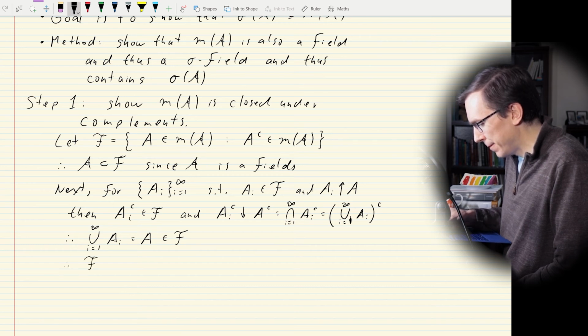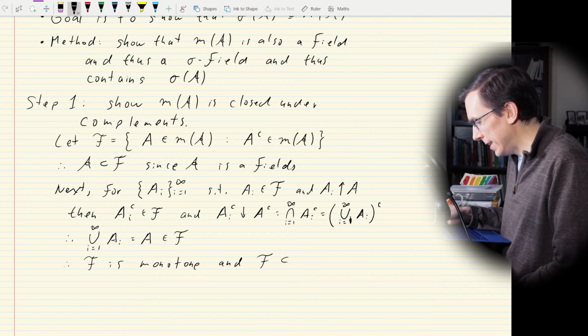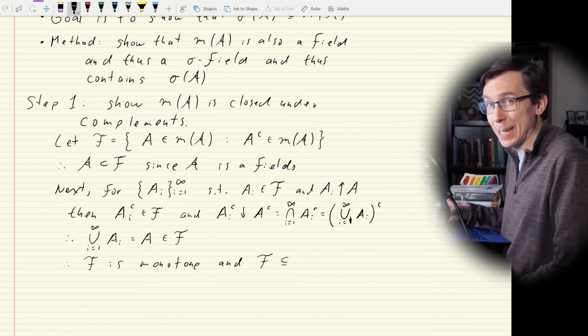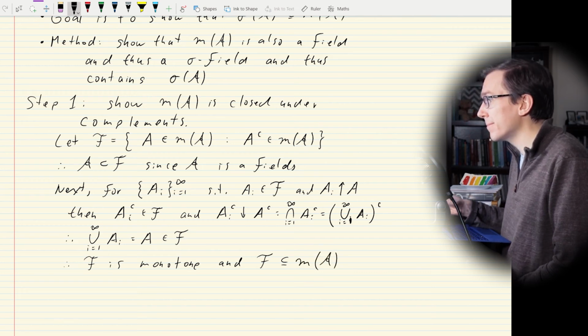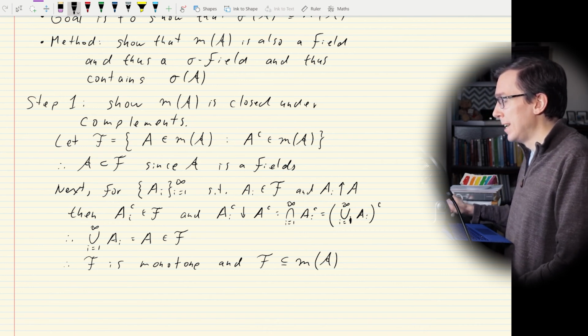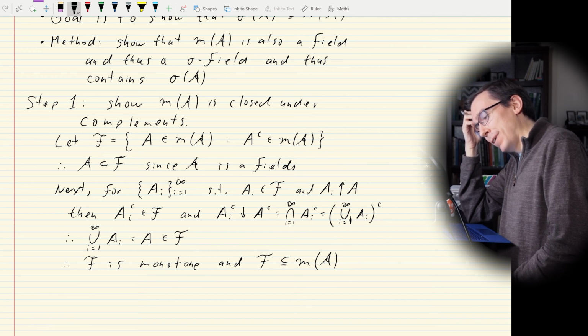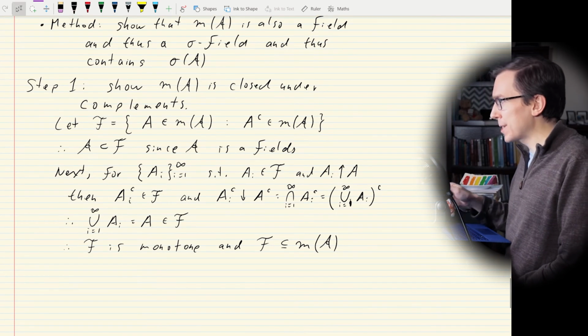Therefore, F is monotone, and F is contained in, or possibly equal to, little m of A. So what we're saying is F is monotone. F is at least contained in MA, because we know it's closed in that way.